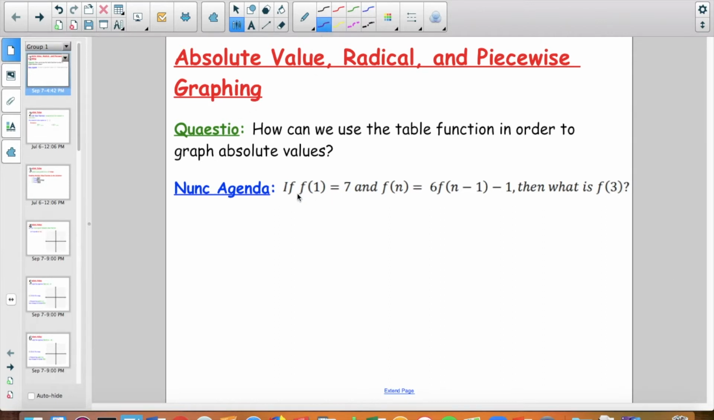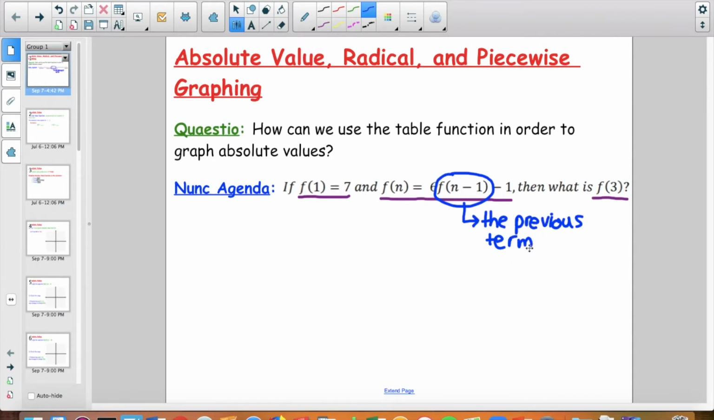It says if f of 1 is equal to 7 and f of n is equal to 6 times f of n minus 1, minus 1, then what is f of 3? Now, something very important is here, and it's this f of n minus 1. If you recall, this f of n minus 1 represents the previous term. So when you have the previous term, we're talking about a recursive sequence.